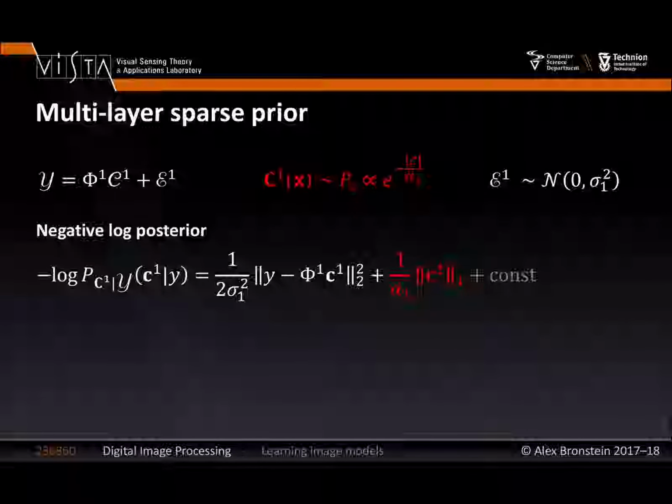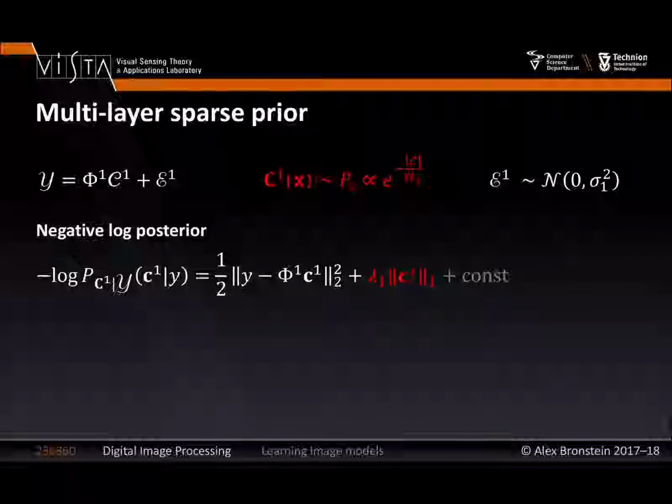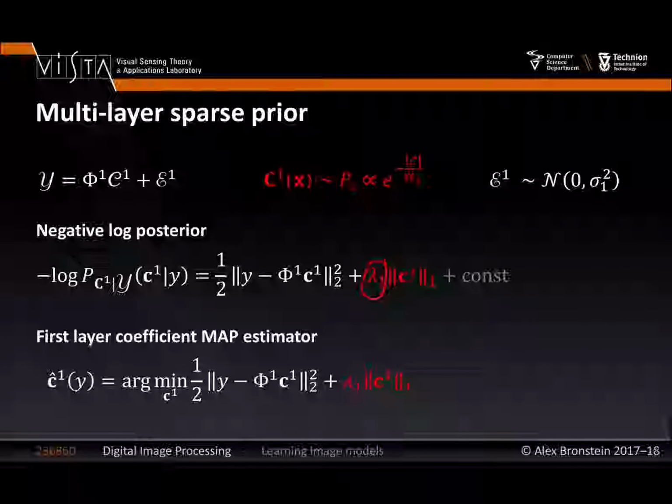Well, as always, we had this negative log posterior that led to our MAP estimators, right? So let's just rewrite it. Instead of writing alpha 1, I will be writing this lambda 1, and I will be just keeping the scale of 1/2 in the likelihood term. And then we can do the estimation of the first layer coefficients. It will be just our regular MAP estimator. I'm taking y as my input, and I'm producing the coefficients at level C1. Okay? Quite simple. This is exactly what we did when we just had one layer of representation.